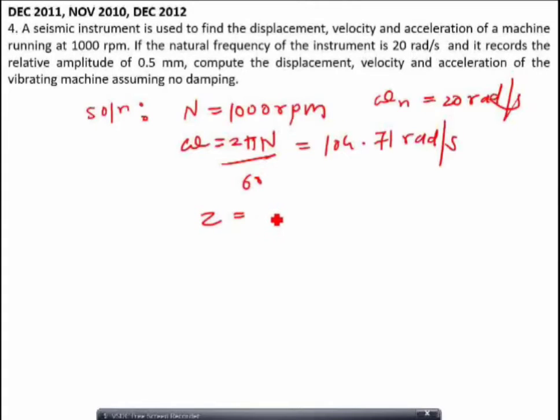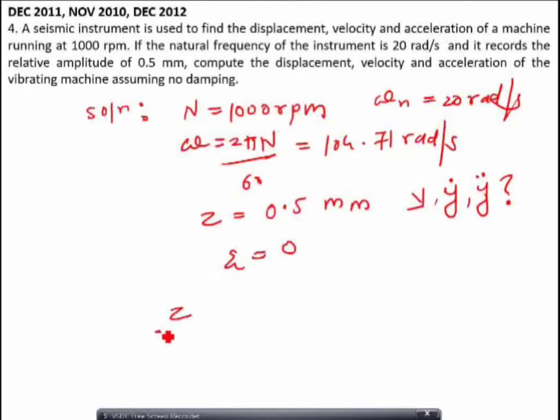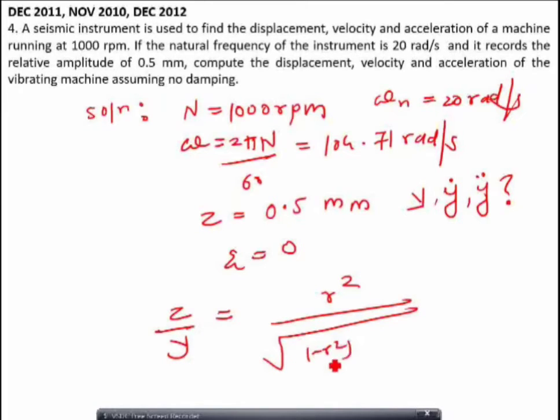And it records the relative amplitude of 0.5 mm. So recorded motion or the relative amplitude is nothing but z is equal to 0.5 mm. Compute the displacement, velocity, that is you have to calculate y dot and y double dot of a vibrating machine assuming no damping. So zeta is equal to 0. Now we know that z upon y is equal to r square upon square root of (1 minus r square) bracket square plus (2 zeta r) bracket square. This is the basic equation of a vibrometer or a seismometer, a displacement measuring device. Now when zeta is equal to 0, this formula gets modified as z upon y is equal to r square upon 1 minus r square, right?